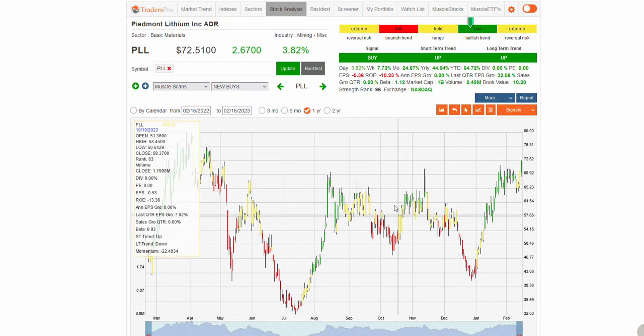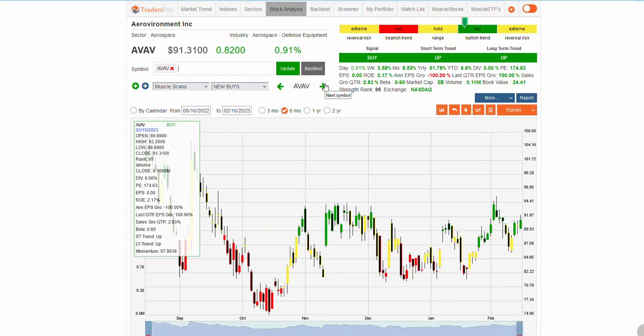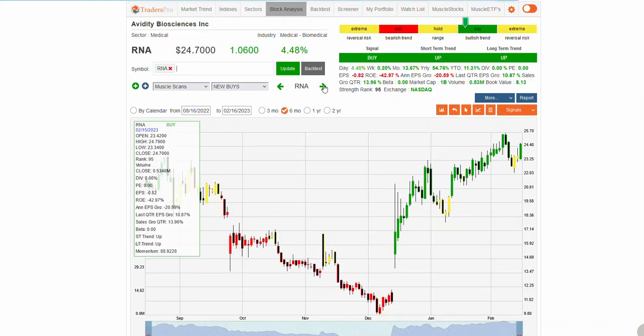So that's a little bit of instruction on the setup. We're simply looking for that process, and this is just scrolling through the new buys, and you can decide which one you want to take a look at, which one's going to work. Maybe you're looking at the biomedical or biotech world.